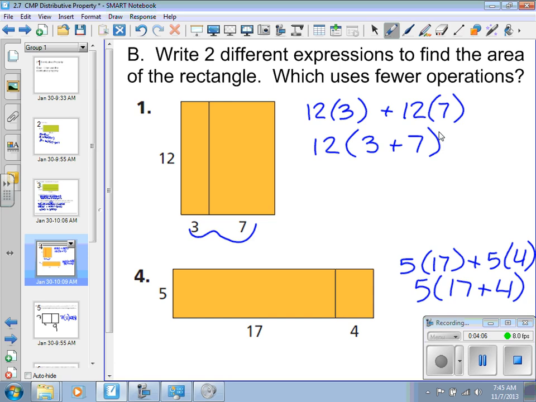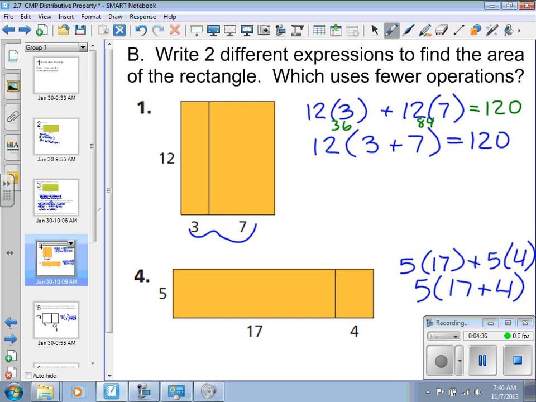So this one, in my opinion, I think is easier because we do 3 plus 7 gives us 10. 10 times 12 gives us 120. 3 times 12 is 36. 12 times 7 is 84. While I still get 120, that was a little harder to come by.